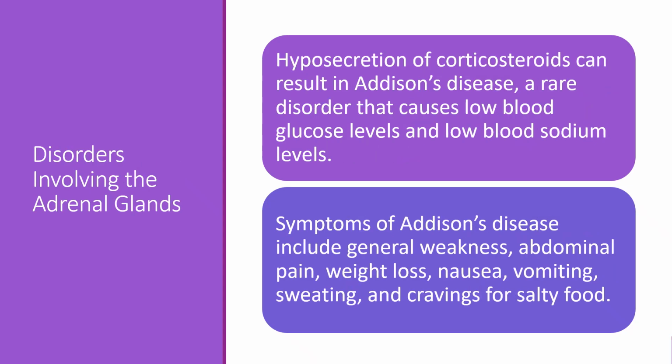On the other end of the scale, hyposecretion of our corticosteroids can result in a condition called Addison's disease. This is a relatively rare disorder that causes low blood glucose levels and low blood sodium levels. Other symptoms are general weakness, abdominal pain, weight loss, nausea, vomiting, sweating, and craving for salty food. One that I don't have listed here that I want you to know about is bronzing of the skin. It makes it look like you have a really great tan, but you're kind of metallic-y shiny. That is a symptom of Addison's disease that you don't see with any other condition.